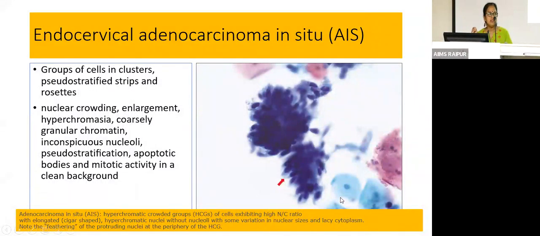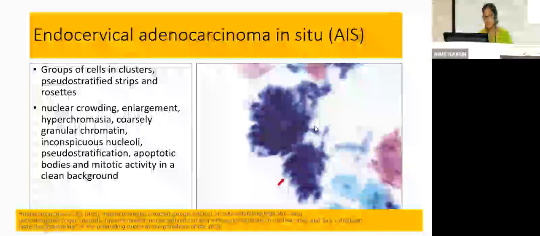So why do we focus on the clean background? Whenever there's tumor diathesis, it is possibly a higher grade lesion like an invasive adenocarcinoma. So all of these features together, it's very, very algorithmic. Okay. So here you can see hyperchromatic crowded groups, cells exhibiting high NC ratio, elongated cigar-shaped hyperchromatic nuclei without nucleoli and without tumor diathesis. This makes a diagnosis of AIS on cytology.